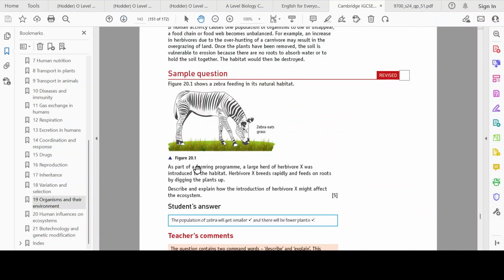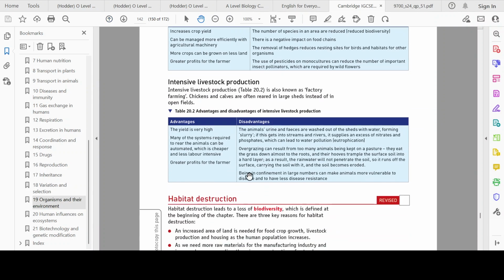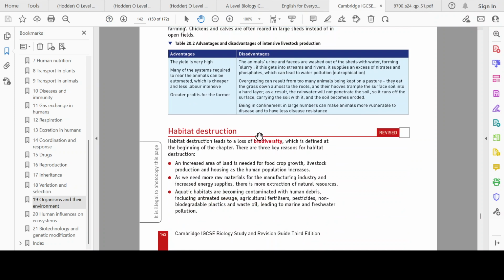Okay. So maybe a little more before we wrap it up.